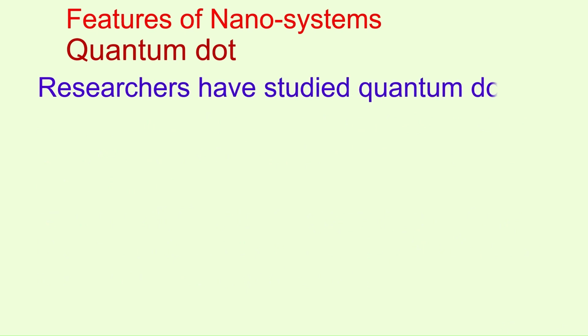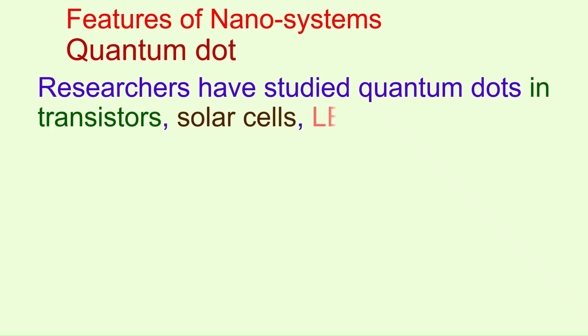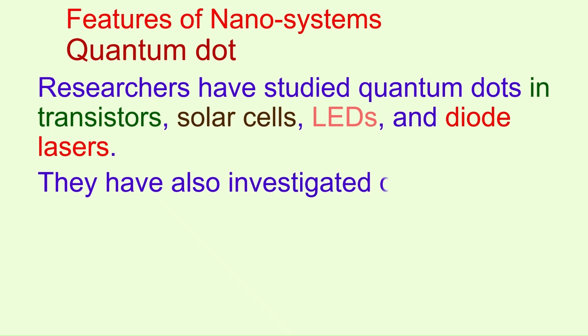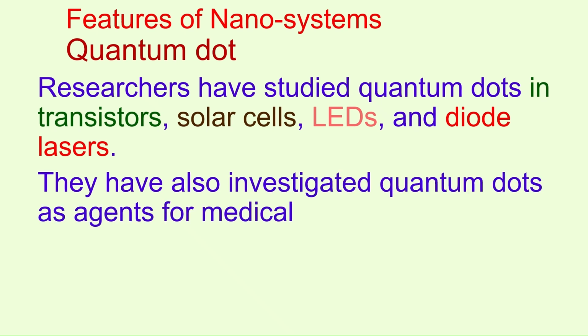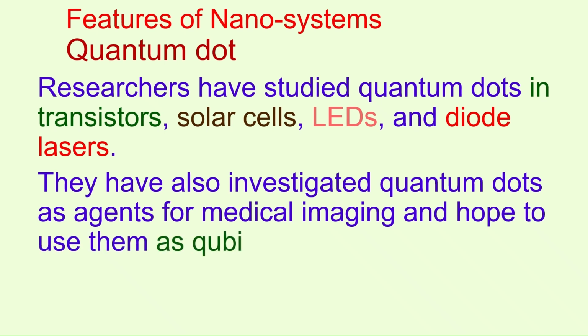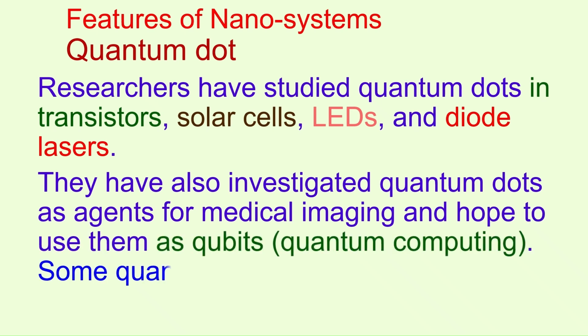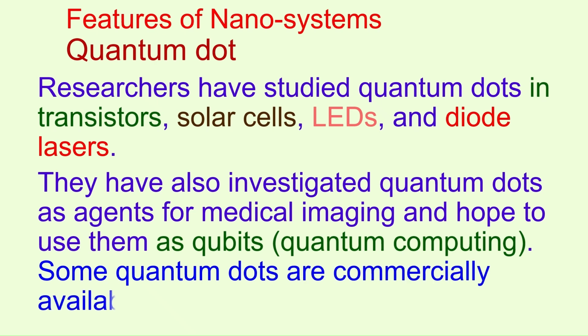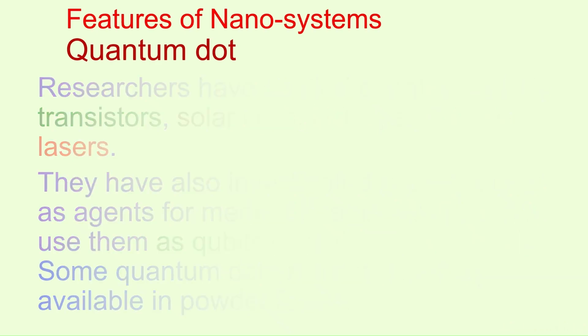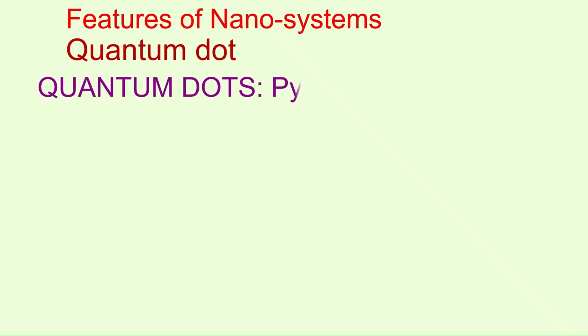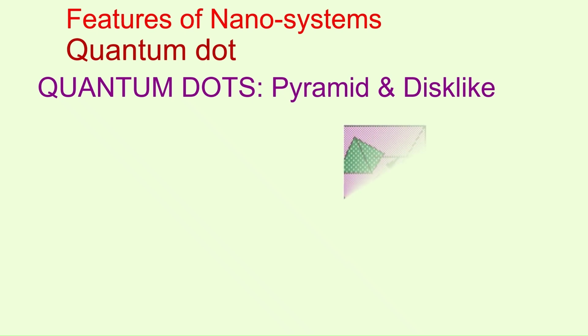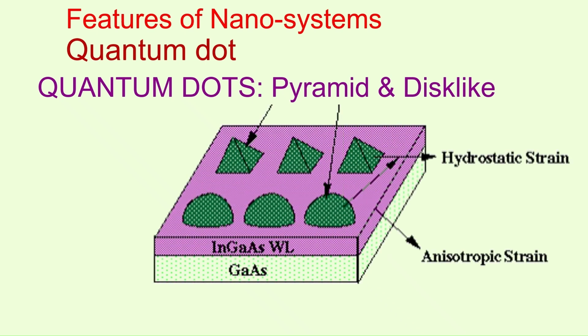Researchers have studied quantum dots in transistors, solar cells, LEDs, and diode lasers. They have also investigated quantum dots as agents for medical imaging and hope to use them as qubits in quantum computing. Some quantum dots are commercially available in powder forms. Quantum dots can be pyramid-shaped or disc-like, as shown here.